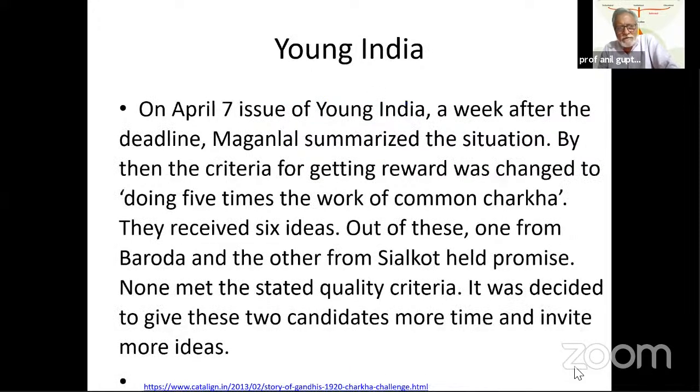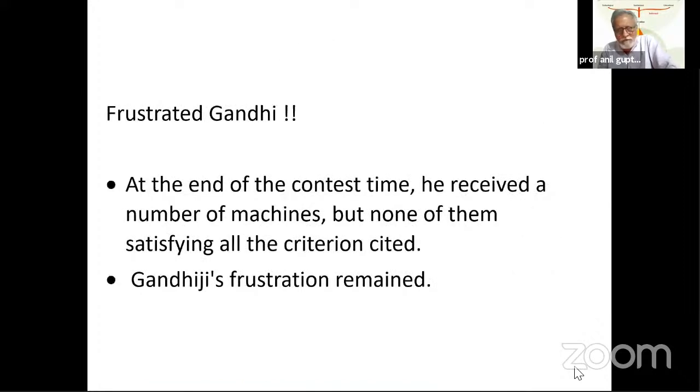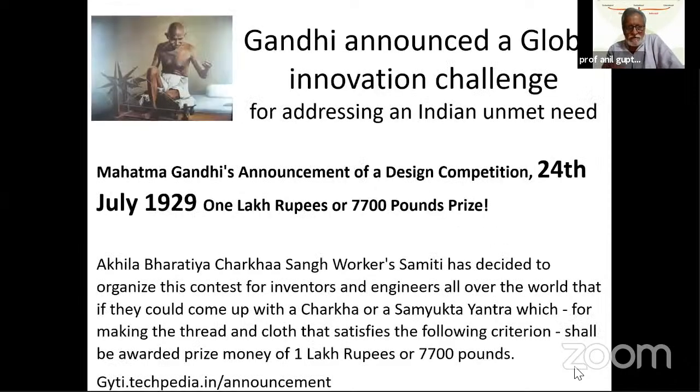They received some queries, but none of them satisfied. One was from Sialkot, now in Pakistan, and Baroda. It was decided that they will give more time. They gave more time. Nothing worked out. Gandhi was very frustrated. What do I do? It was already 1927, 28. So what did he do?